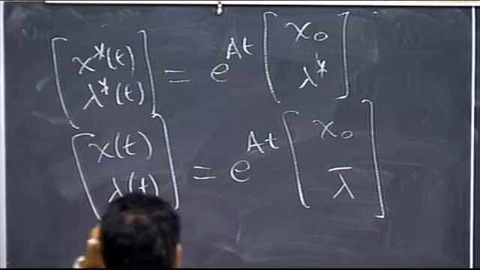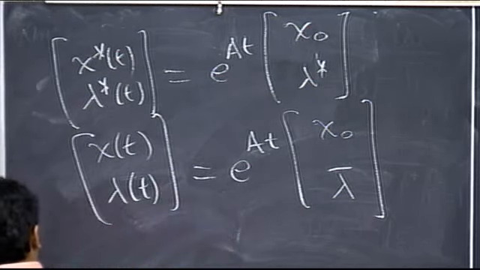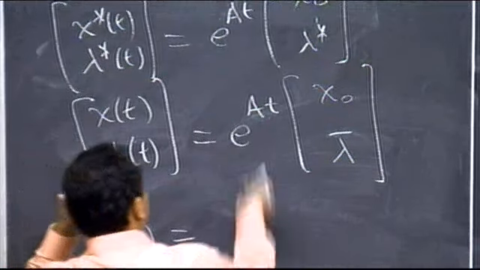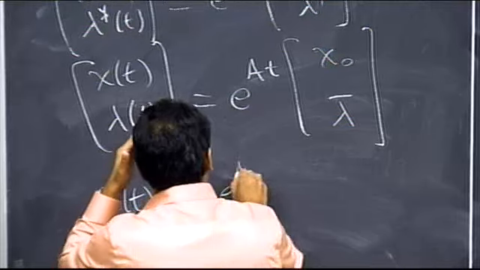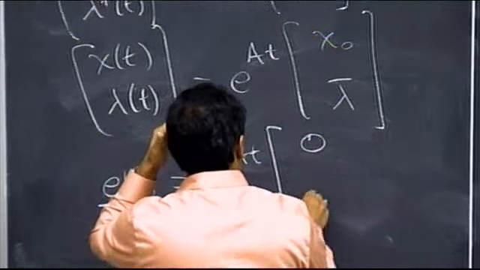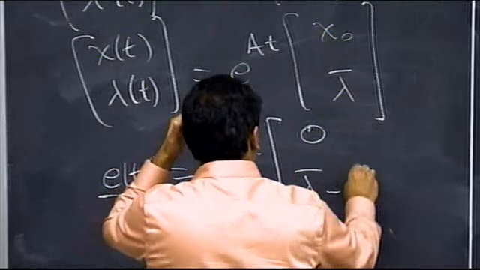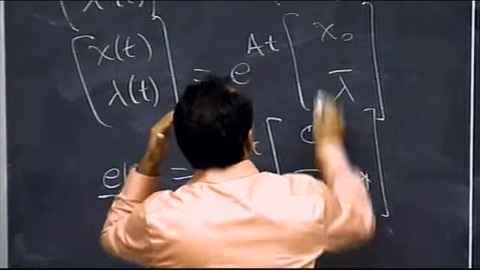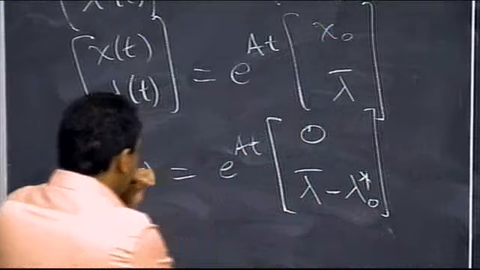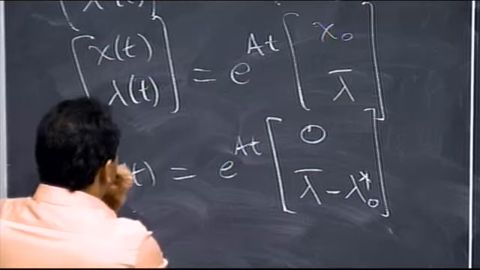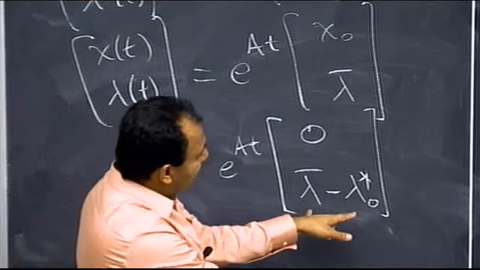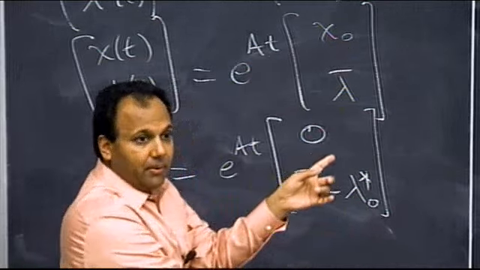What happens if I subtract these? If I subtract these, I get e of t, which is my error, is equal to what? It's equal to the difference between these, right? It's equal to e to the At times what? Well, 0, and I get lambda bar minus lambda star. Well, let's call this lambda 0 star. Okay? Now, if you look at that, you see that there's an error in here, right? Because there's an error in the initial costate because I didn't get it right.